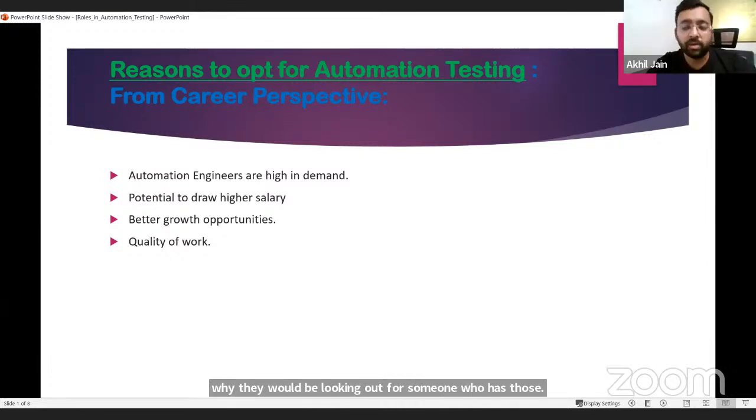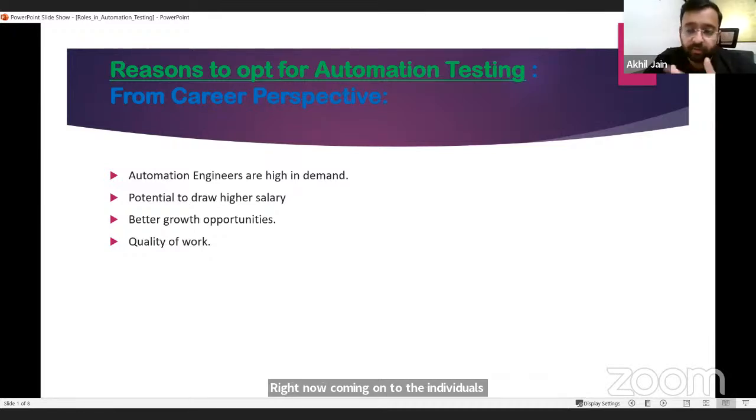Now coming to the individuals, let's say me and you, right? First of all, as I said, automation engineers are very high in demand because of the simple reason I just explained. Second, someone who is already in the industry in the manual profile, if they start comparing themselves with someone already in automation testing, they will find that there is a difference with the pay scale. That is a big part of the motivational factor to switch to this role, and one of the biggest reasons for it.